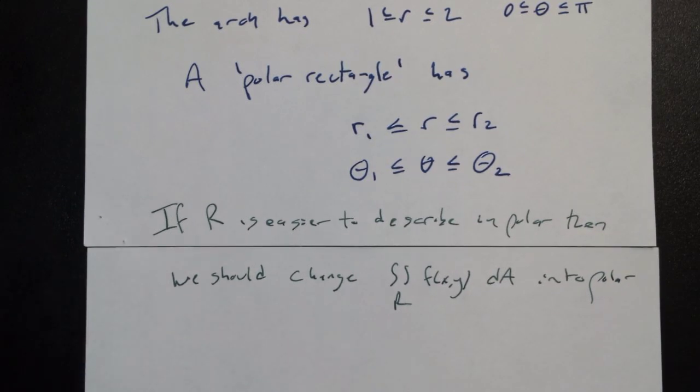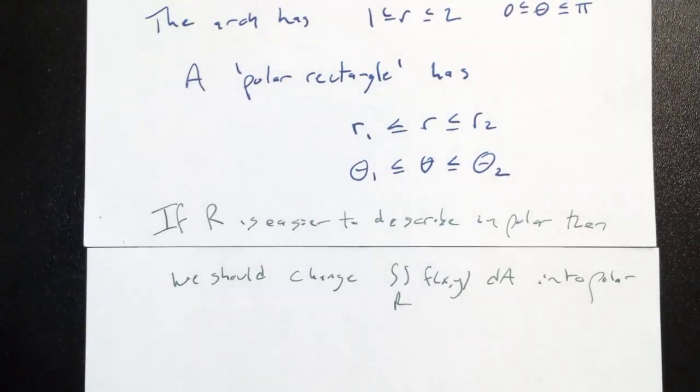Now, the problem is twofold. First of all, I have to change the description of my region. But then I have to change my integrand. I have to change my function. I have to change my dA.